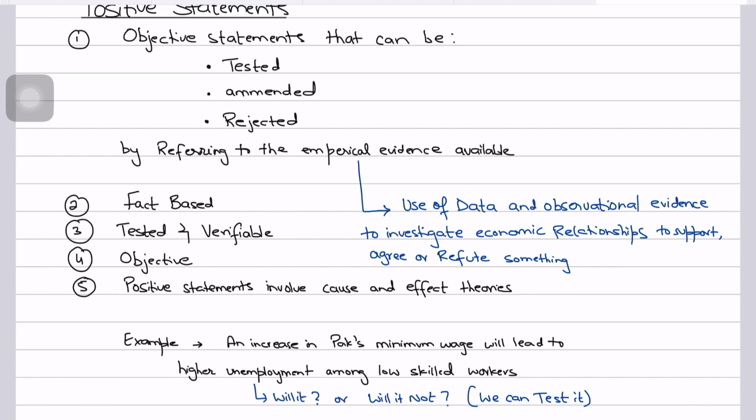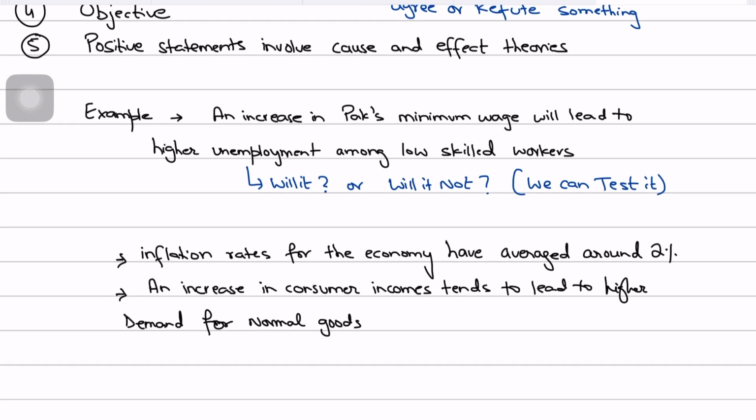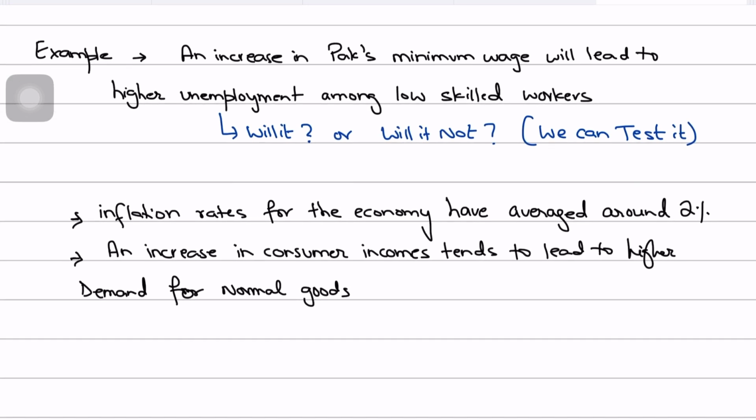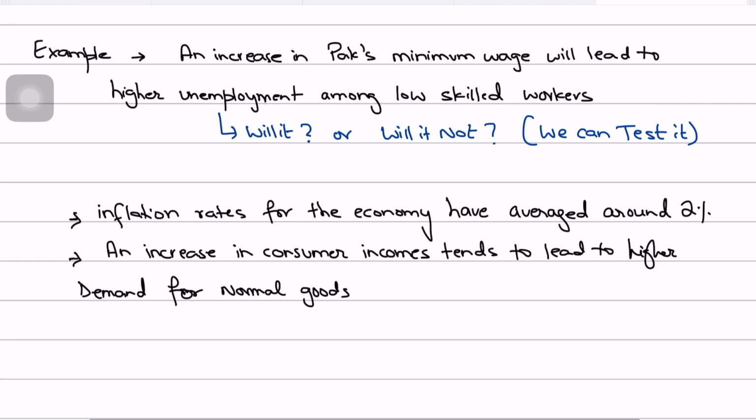The key is, can we put it to test, and do we have data or enough evidence to test it? That is what a positive statement is all about. So, for example, if we say that an increase in Pakistan's minimum wage will lead to higher unemployment among low-skilled workers, now we really don't know, will it or will it not? Maybe it does, maybe it doesn't. But we can test it, hence it is a positive statement.